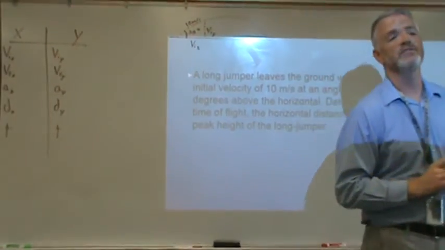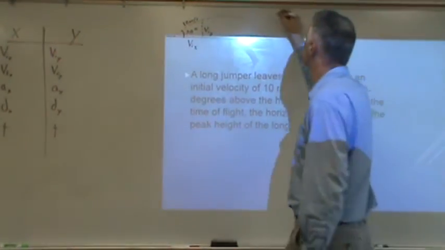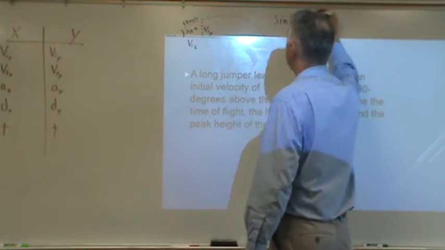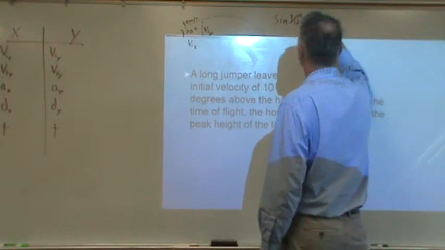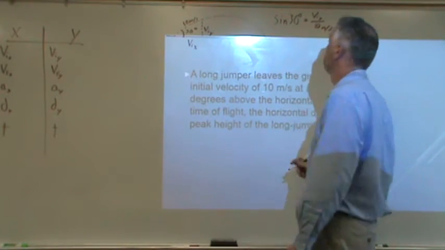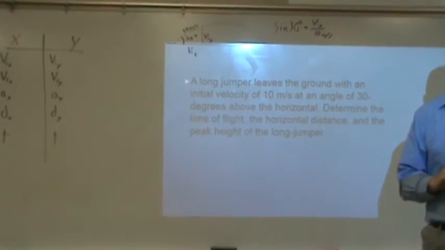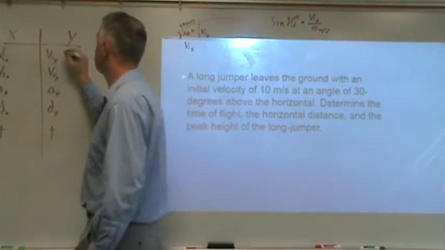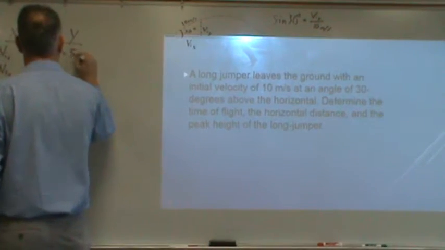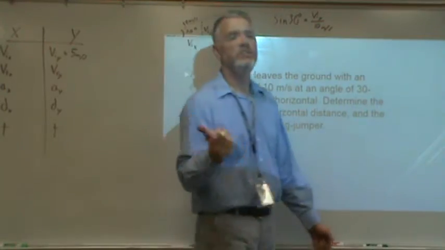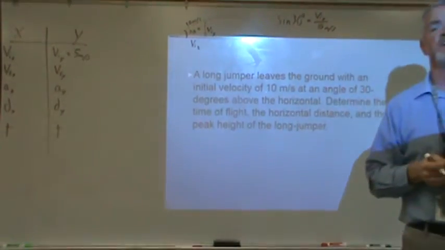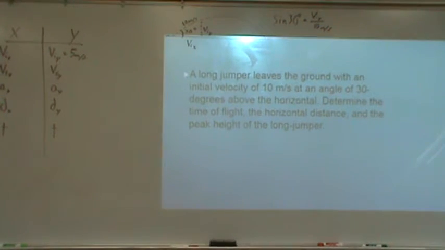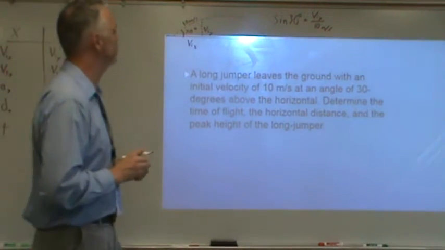Which trig function should I use? Sine. Sine of the angle, which is 30 degrees, equals opposite, VIY, over hypotenuse, which is 10. Sine of 30 is 0.5, multiplied by 10 gives me 5 for my VIY. Still the same units, meters per second. Units are important. Put the units on the test. Do not just put numbers down. If you ever put a number down, make sure you have something after it. Make sure you know what that something is.